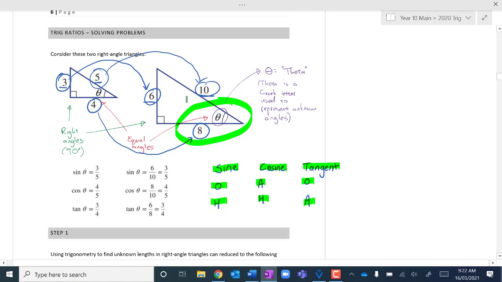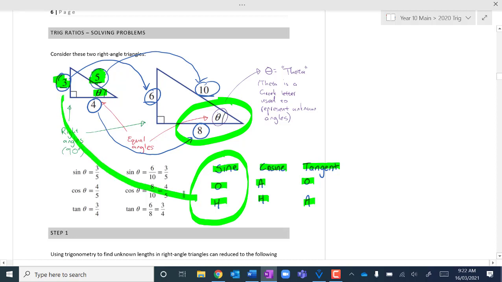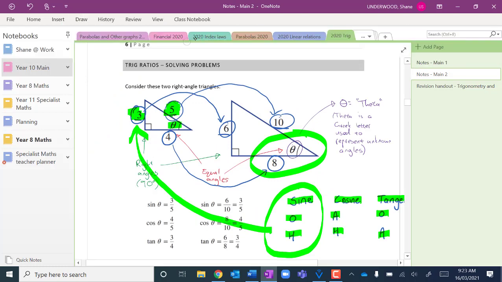And so that means that sine of theta, let's have a look. Look over here, theta. What side length's opposite the angle? The 3's opposite that angle, isn't it? And what is the hypotenuse? We know that the hypotenuse is the long side length, which is this. So sine theta is opposite over hypotenuse, and that's why sine theta for this triangle would be 3 over 5.